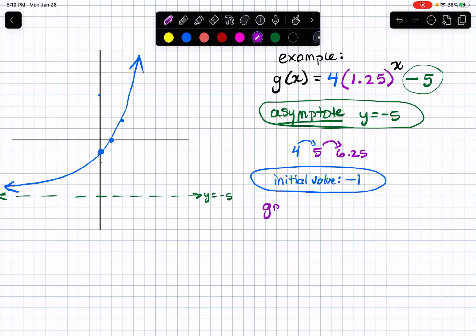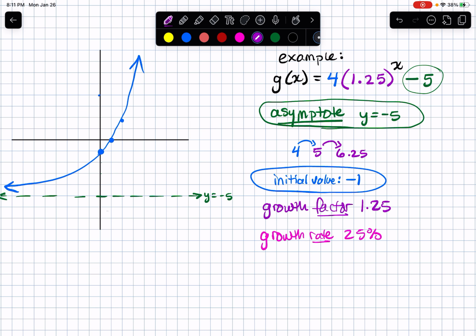I would say this has a growth factor of 1.25, but this has a growth rate of 25%. So again, none of these things are super new except for the asymptote equation. But start getting used to the difference between a growth factor and a growth rate. Keep in mind that your initial value will not necessarily be A. If you have an asymptote, that's going to shift your initial value up and down. And all of these pieces are key pieces to show on your graph.